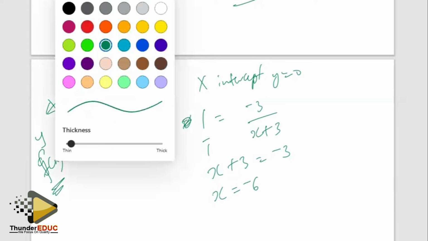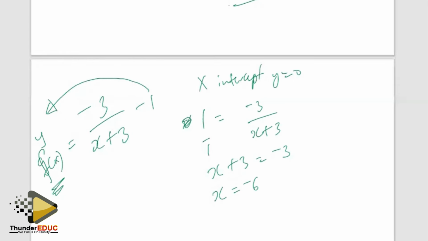For the y-intercept, x has to be 0. You can even do this with a calculator. Replace x with 0, you have negative 3 over 3, which is negative 1. Then minus 1, and we're going to have negative 2. So if x is 0, y is negative 2. If x is negative 6, y is 0.